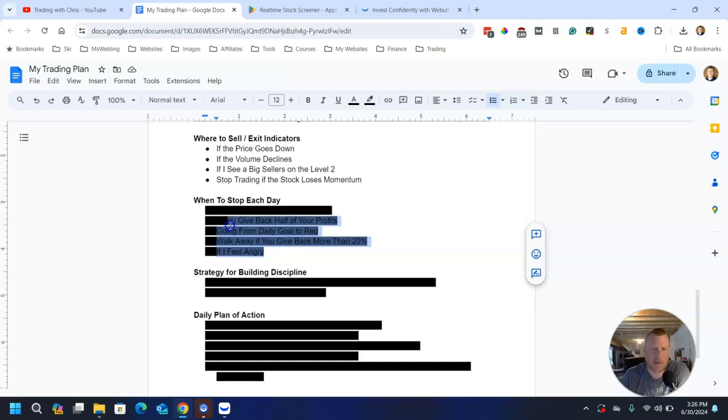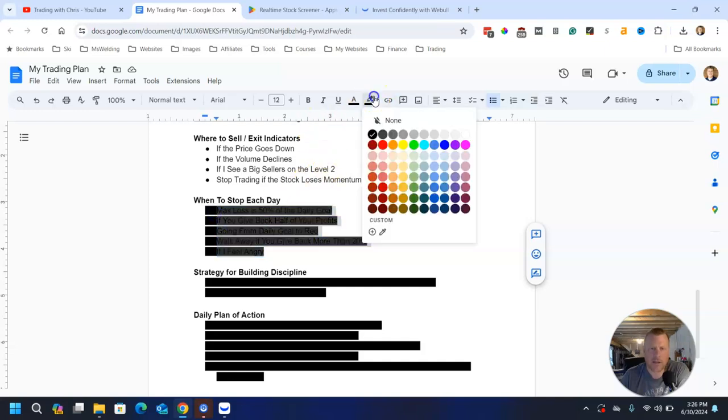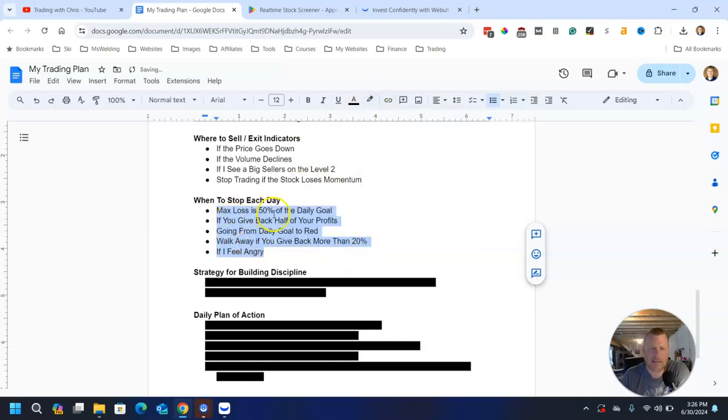All right, when to stop each day. This is another part of my trading plan, and that is this right here. Max loss 50% of the day. If I give back 50%, obviously I'm done. If you give back half of your profits, going from daily goal to red, if I'm making green and I go to red, yep, I'm done. I'm out, because I know what's going to happen. I'm going to keep trading and I'm going to lose more money.